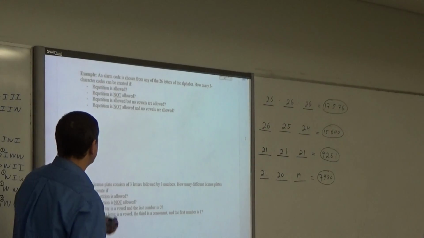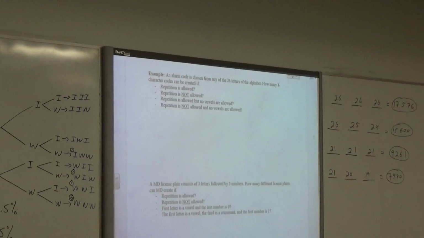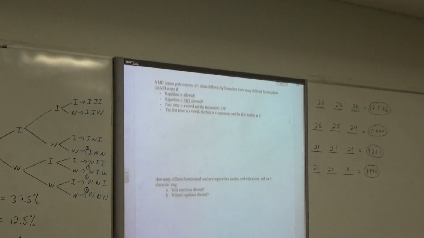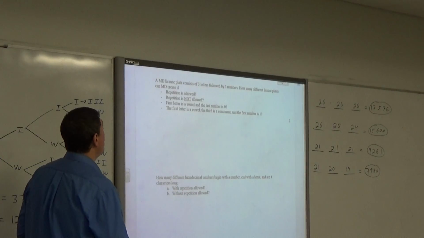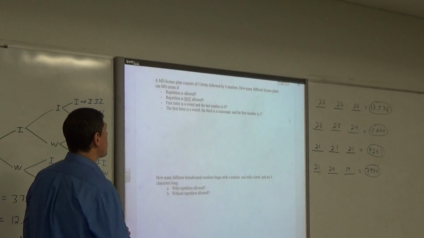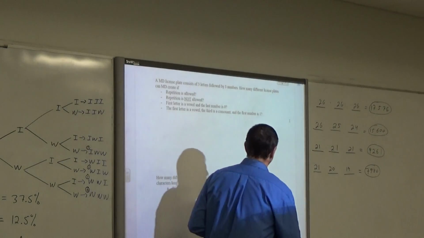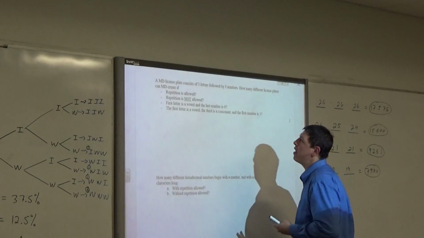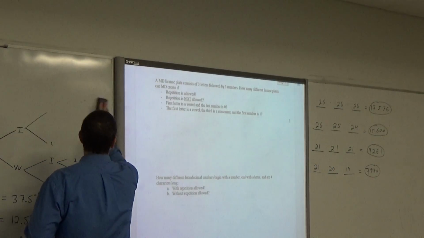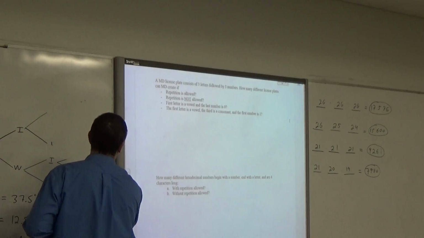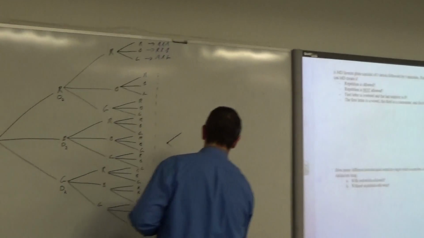Okay. We can do the same sort of thing with the Maryland license plate. So in Maryland, at least it used to be, now I think they ran out of license plates, so they now do something different. But it used to be that the plates consisted of 3 letters followed by 3 numbers. And we want to know how many unique or different license plates can be created if repetition is allowed, repetition is not allowed, first letter is a vowel, and the last number is a 0. And the first letter is a vowel, the third is a consonant, and the first number must be 1.